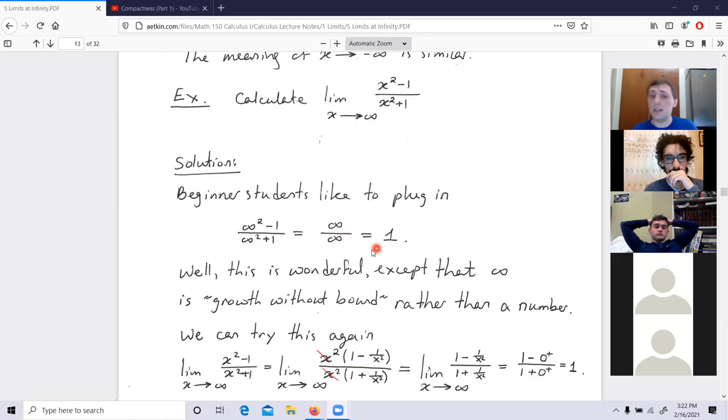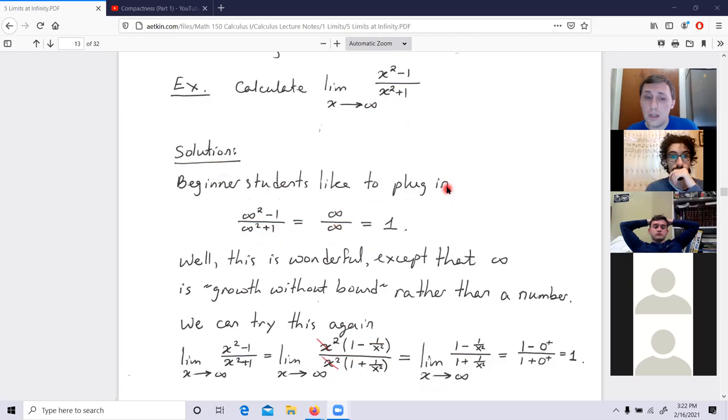It just means that the numerator is growing without bound. It doesn't talk about how fast or how slow. And this is doing the same for the denominator. I do not know, based on that symbol, if it's very fast or very slow. The answer happens to be one, but coincidentally.